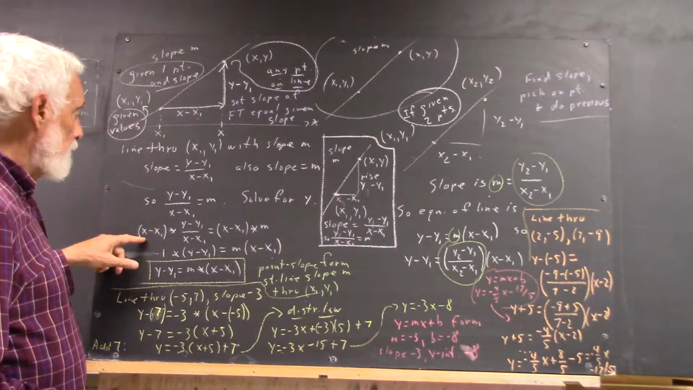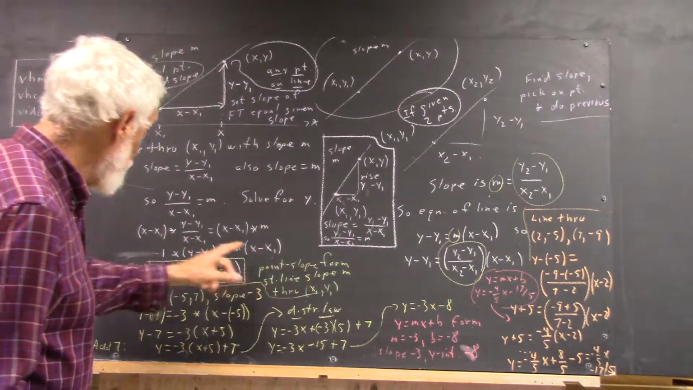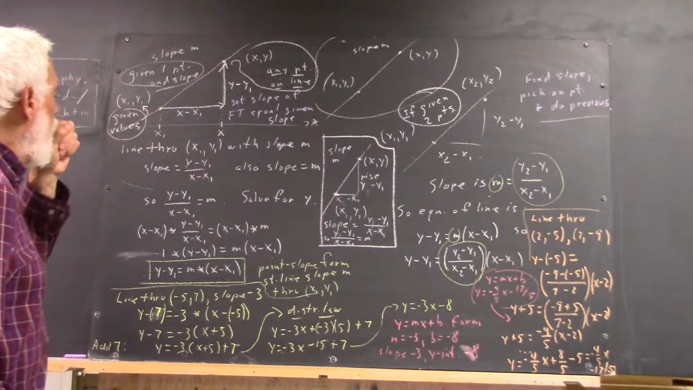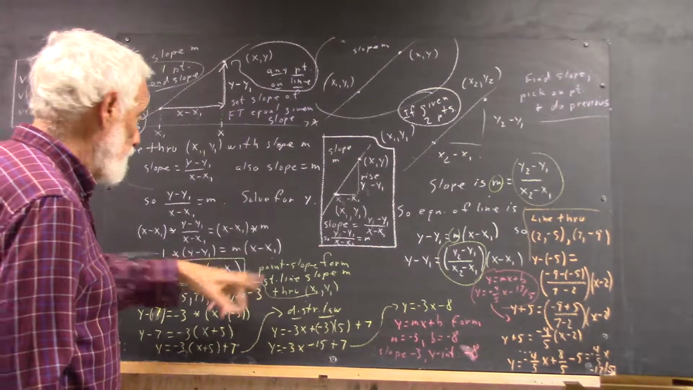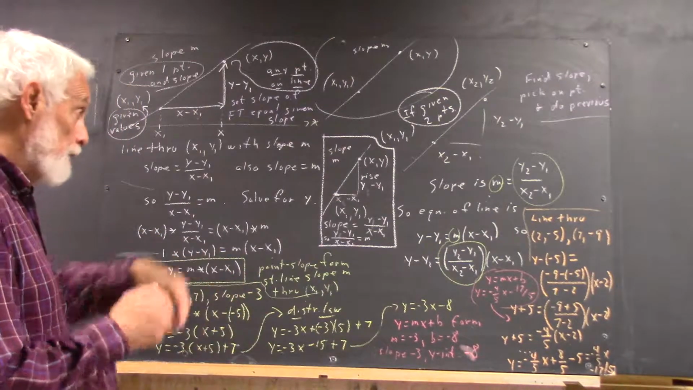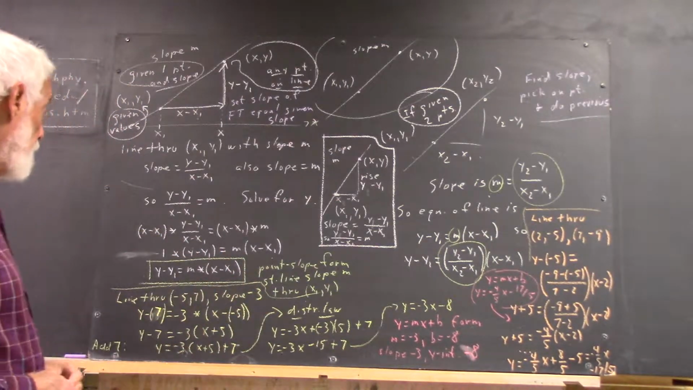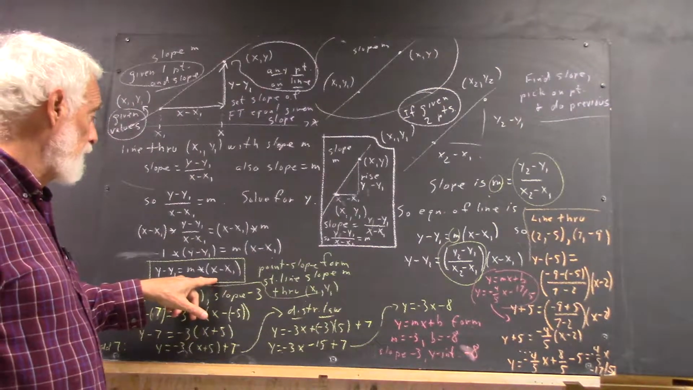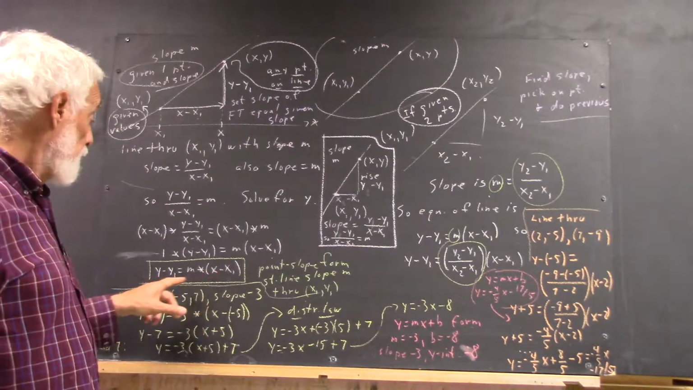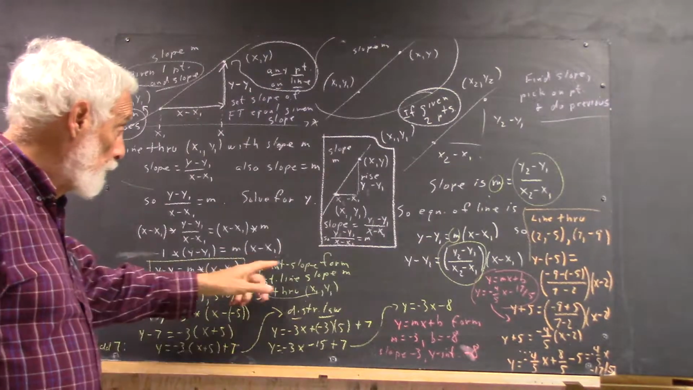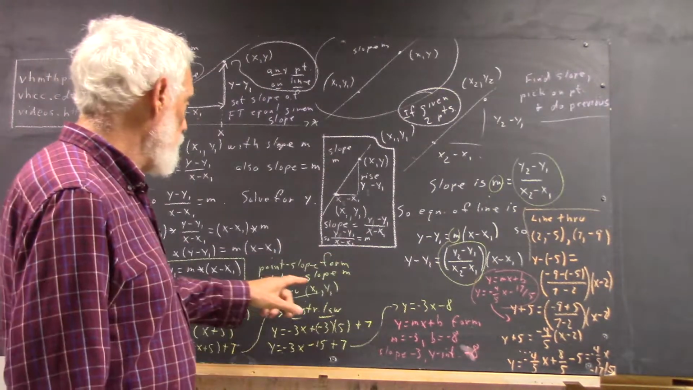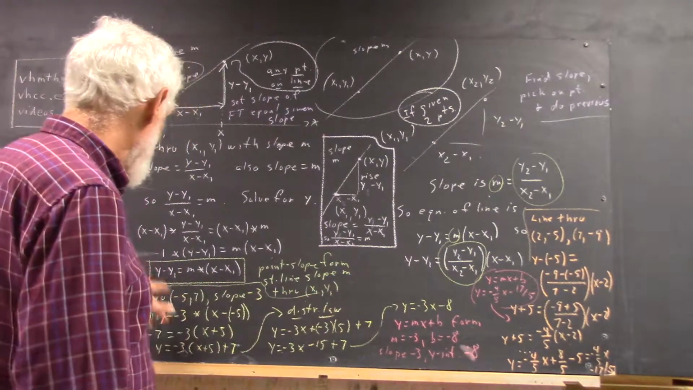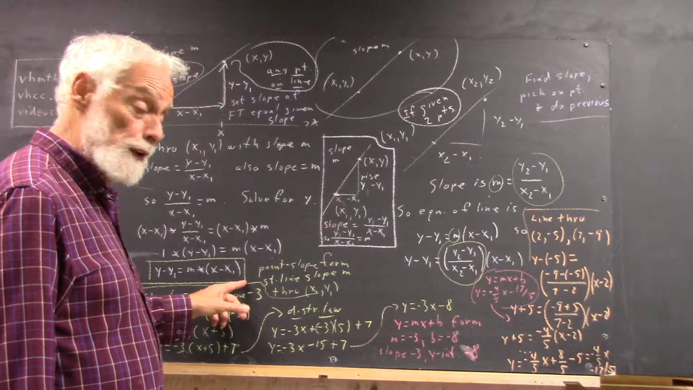Now we multiply by x minus x1 on both sides. On this side we get x minus x1 times m, which I turn around to m times x minus x1, multiplication being commutative. So we end up with y minus y1 equals m times x minus x1. You will see this in your textbook as the point-slope form for a straight line with slope m through the point x1, y1. So this is point-slope form for a straight line.